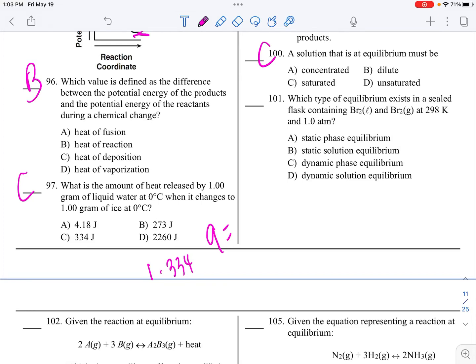All right, so this is part 3 of the marking period 4 review. Make sure you've got your reference table and a calculator.